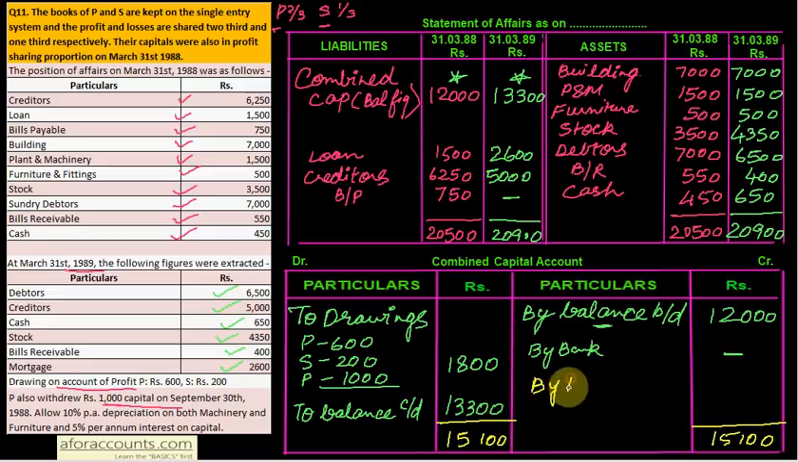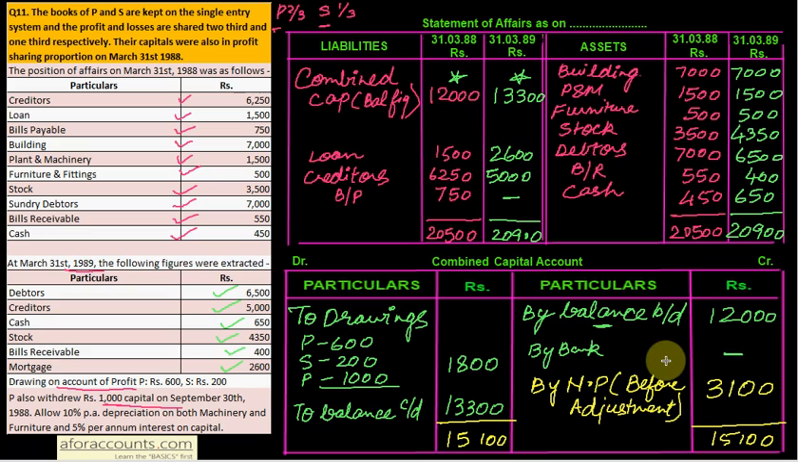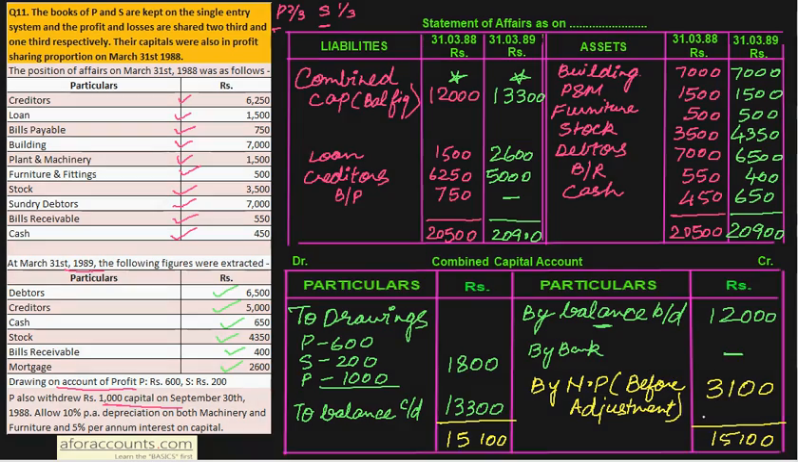By net profit before adjustment. Okay, 15,100 minus 12,000 comes up to 3,100. So opening capital, closing capital, drawings, no additional capital, and we have derived the net profit before adjustment. Let's plot that in our statement of profit and loss account.